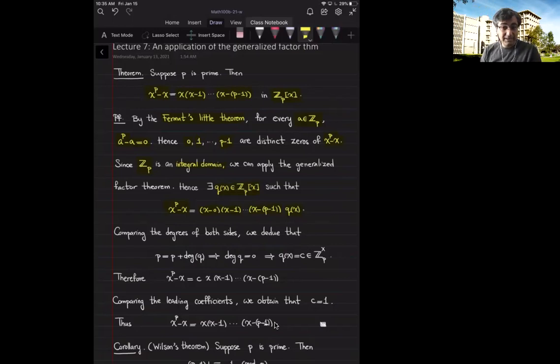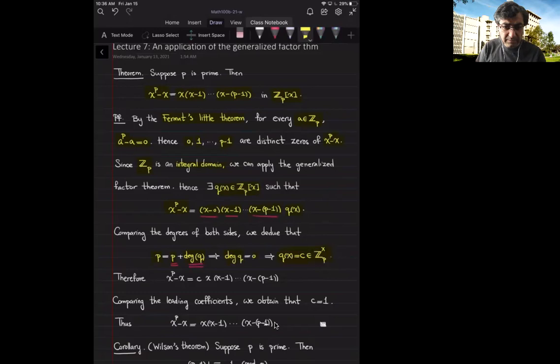Now we are going to compare the degrees of both sides. The degree of the left-hand side is just p, and the degree of the right-hand side, we have p factors here, all of them of degree 1. So far we get p, and then the degree of q. So the degree of the left-hand side was p, the degree of the right-hand side is p plus the degree of q, and that means the degree of q is 0, so q is a non-zero constant polynomial.